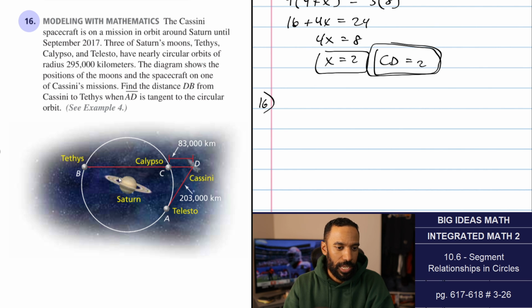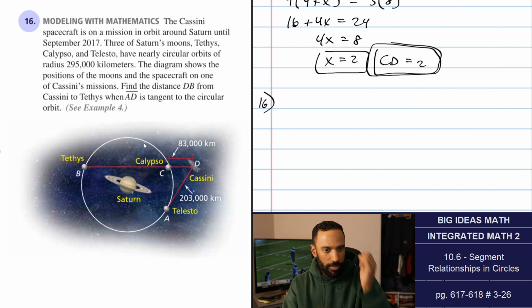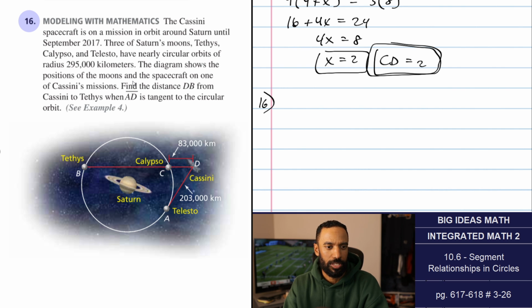What did I say? Cassini. Where is it? There it is. Is it point D? Three of Saturn's moons, Tethys, Calypso, and Telesto, I don't know if I pronounced them right, have nearly circular orbits of radius 295,000 kilometers. So that's not drawn, I suppose. The diagram shows the positions of the moons and the spacecraft on one of Cassini's missions. Find the distance dB from Cassini to Tethys when AD is tangent to the circular orbit.